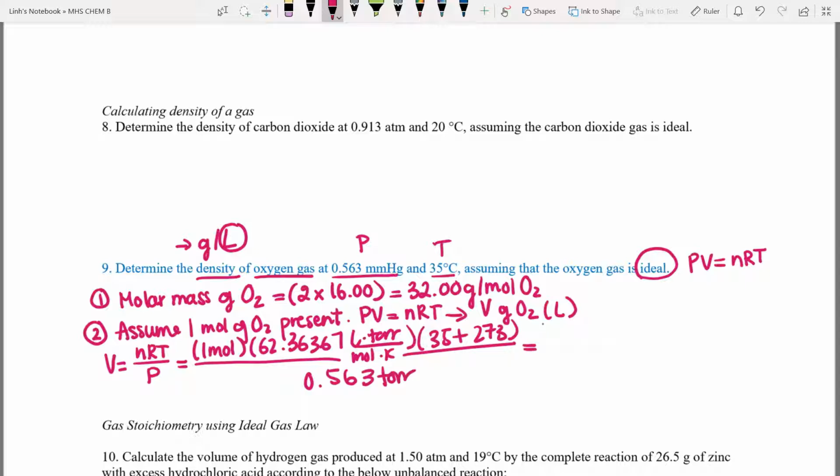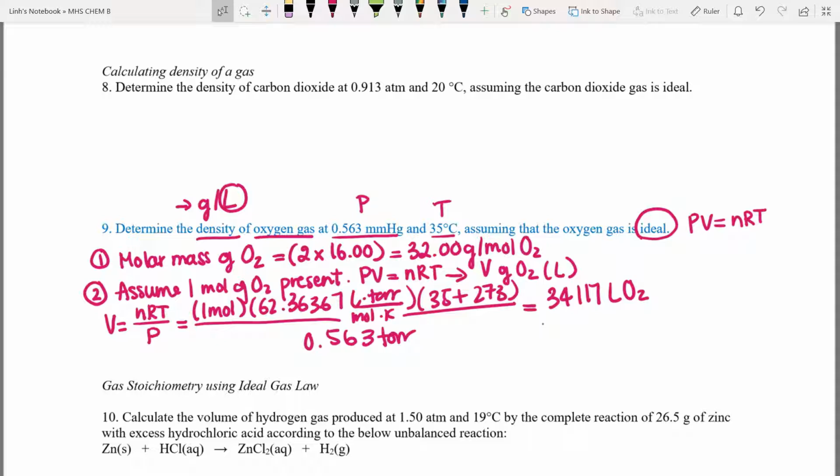So after inputting this into the calculator, I should get 34,117 liter of O2. After you have gotten the molar mass and the volume of O2, you want to now determine the density. So that's our step 3. Calculate the density. And reminder that the formula for density is mass over volume.